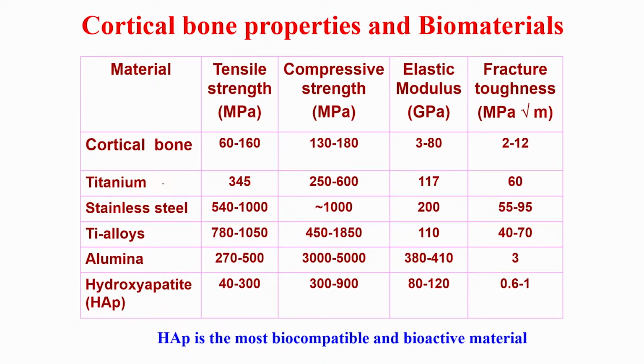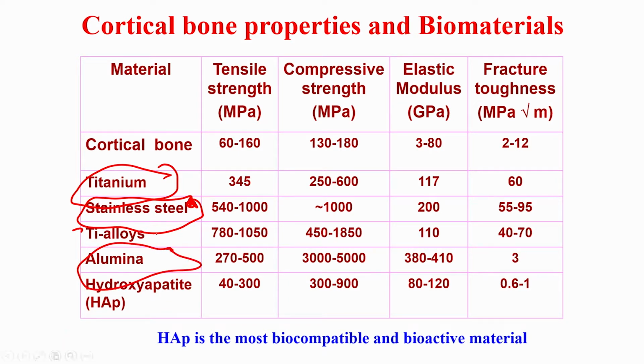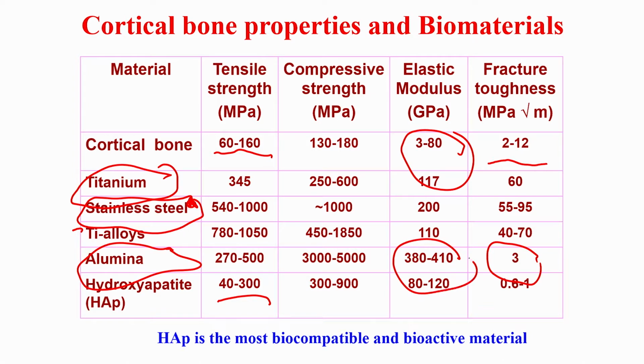These are the different materials, some of which are used for tribological applications in load bearing articulating joints, like stainless steel and, for example, alumina, which people have tried for the femoral head. And hydroxyapatite is a bone replacement material. If you compare the bone properties, these are static properties: fracture toughness of 2 to 12 MPa square root meter, whereas the fracture toughness of alumina is 3, and elastic modulus of bone is 3 to 80 gigapascal while alumina's is very high. So, there is a difference in the elastic modulus and fracture toughness.